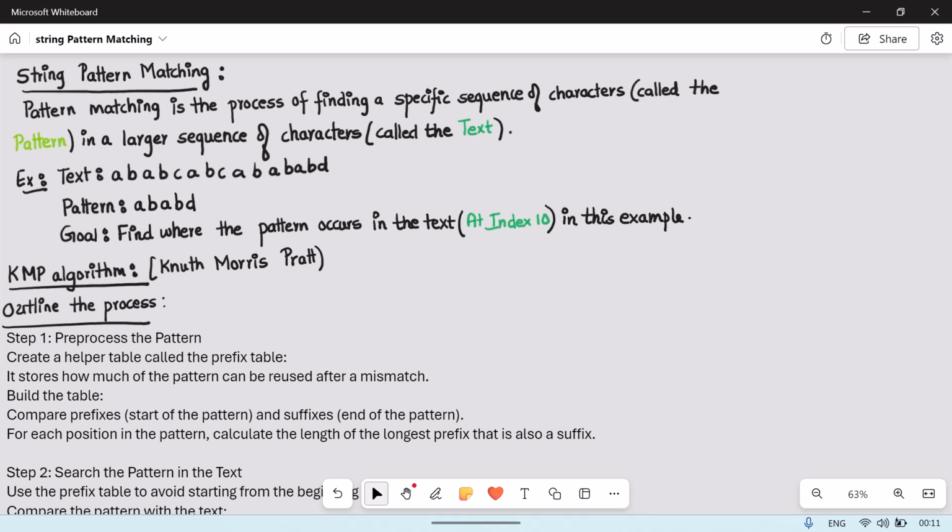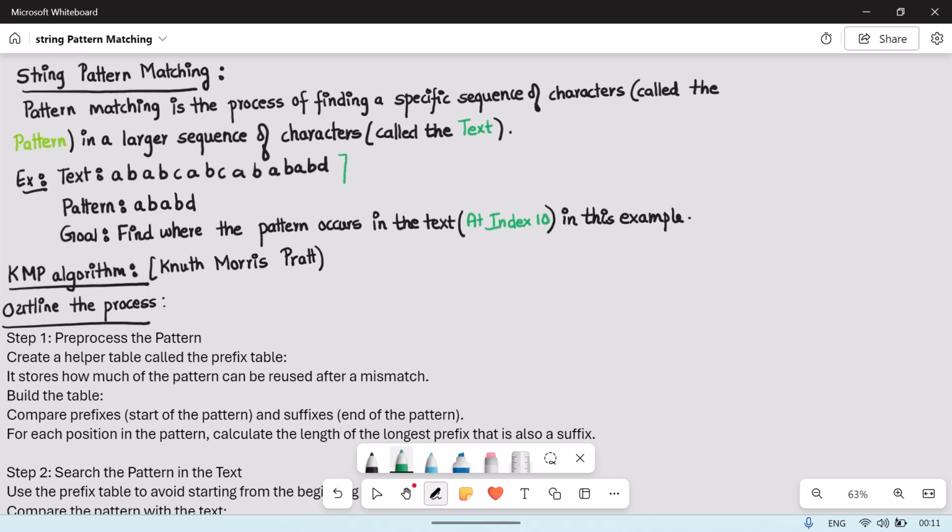First, before we go to the KMP algorithm, let us look at what is string pattern matching. I have given the definition over here. Pattern matching is the process of finding a specific sequence of characters in a larger sequence of characters. The sequence that you are going to search for is called the pattern, and the sequence of characters from where you are finding is called the text.